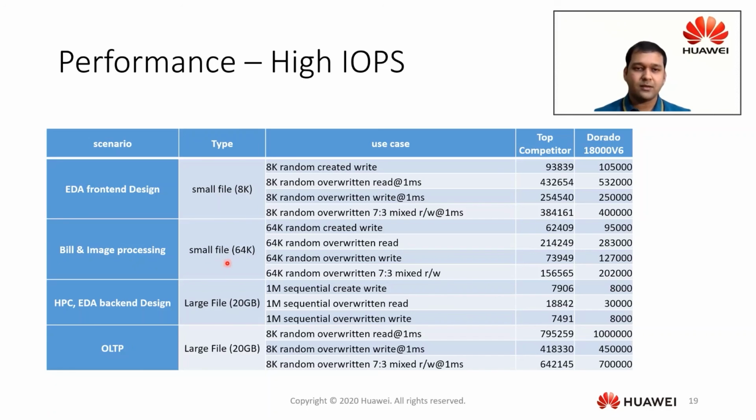Here the files are fairly small. Here the test used 64 KB files, and we saw multiple random create, overwrites, reads, and in this we compared the performance. Next was the high performance computing world and also the EDA backend design, where we see that the file sizes are large and we see fair amount of sequential workloads here. And finally, we also ran the OLTP workload, which again deals with large files, but in this case, random operations. And the numbers for your perusal are on the right. So we were able to achieve fairly good numbers with our hardware and software design in this architecture.